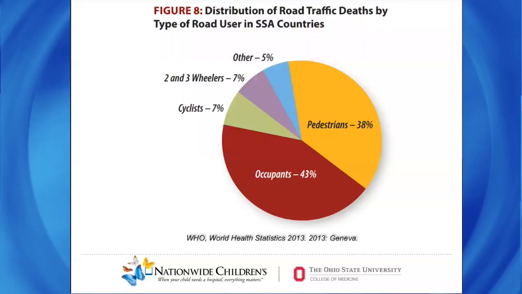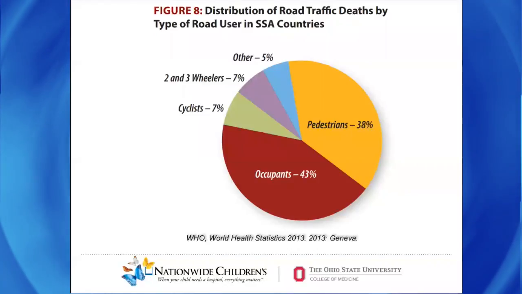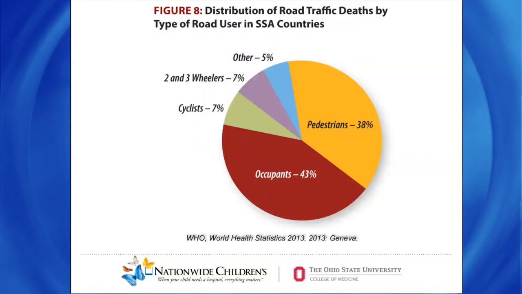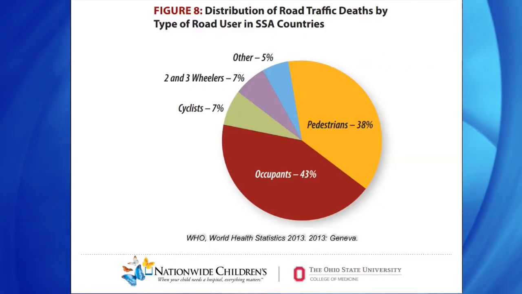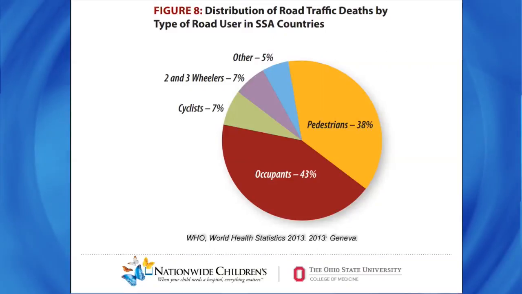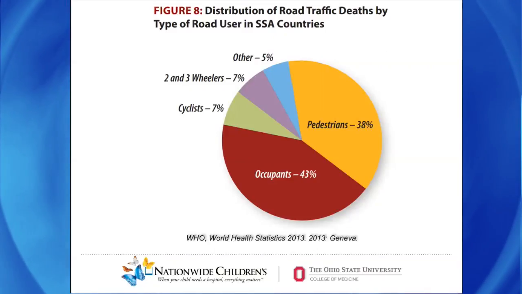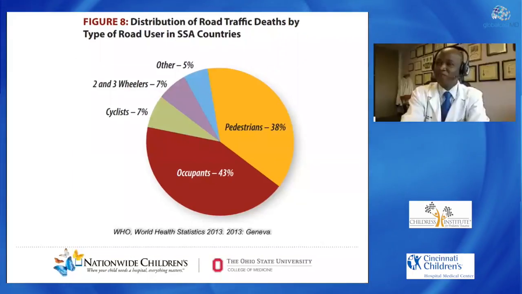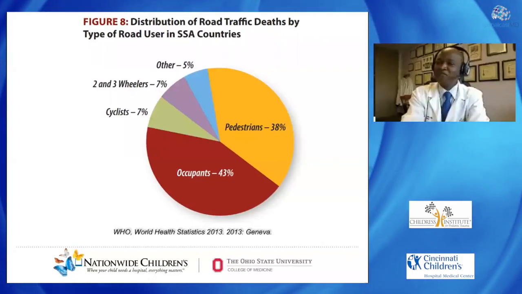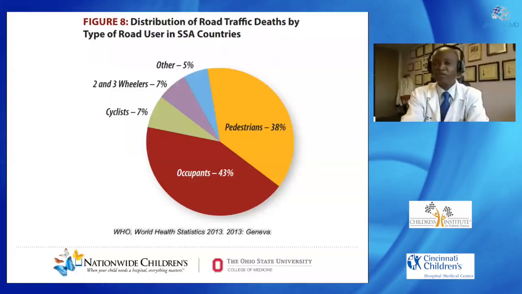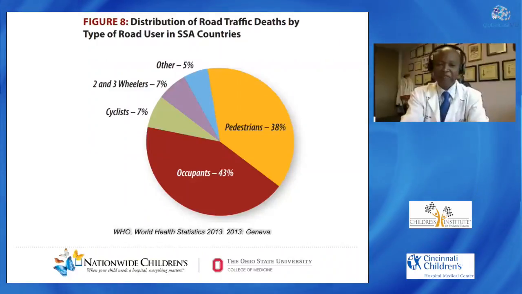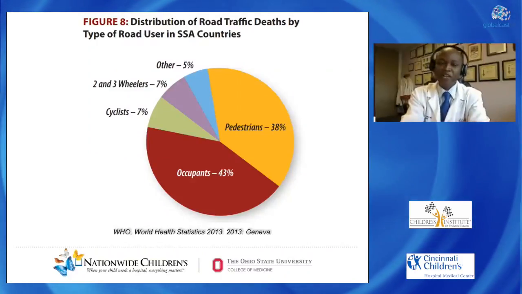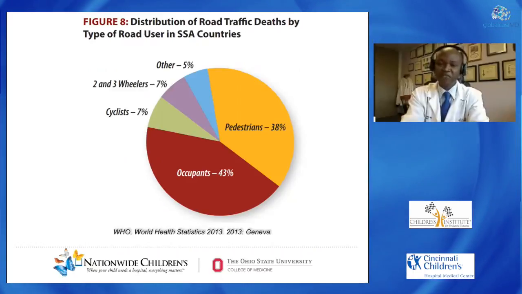Vulnerable road users, pedestrians, cyclists, users of motorized two-wheelers constitute more than half of those killed on the roads. Now, pay attention to this stat. Vehicular occupants represent 43% of all deaths from road traffic injuries in sub-Saharan Africa. I repeat, vehicular occupants represent the largest fraction, 43% of those killed in road traffic injuries in sub-Saharan Africa. Also, note again that for young men, road traffic injuries are the second leading cause of premature death after HIV/AIDS.